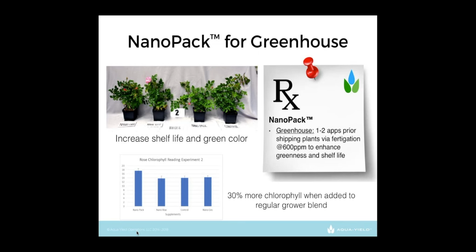And so you can see the graph below, you have 30% more chlorophyll when we added NanoPack to a regular grower blend. The grower blend had micronutrients, but the NanoPack just has that extra boost, and it also has the nano-shield, which helps carry the nutrients in more.